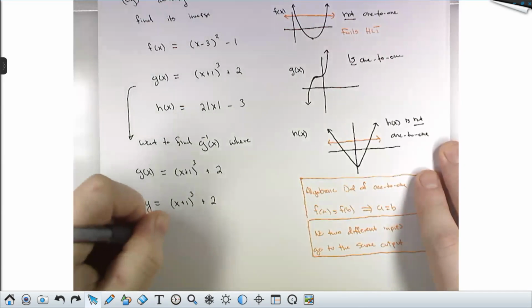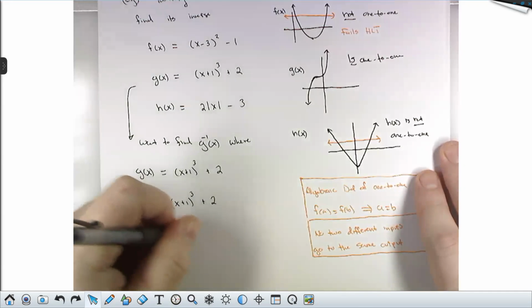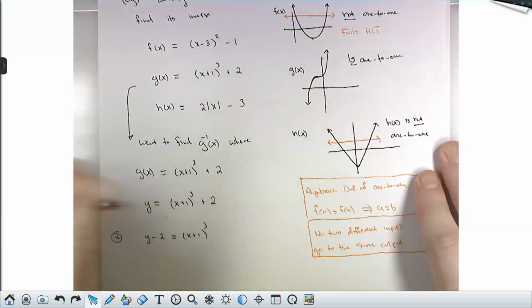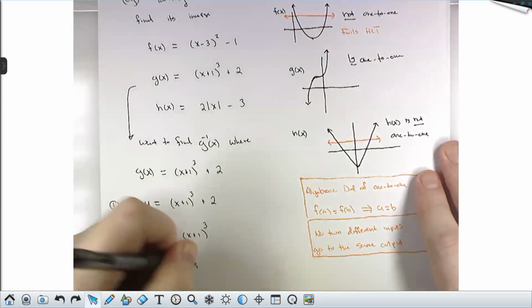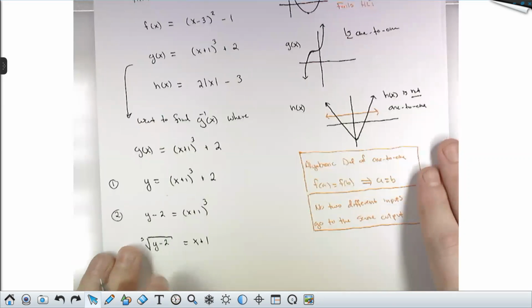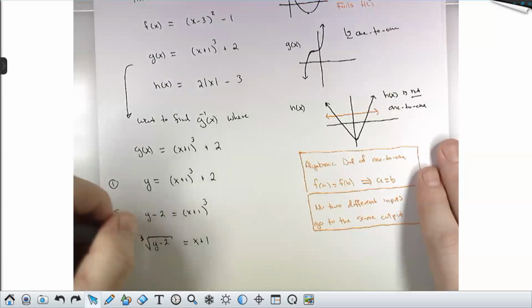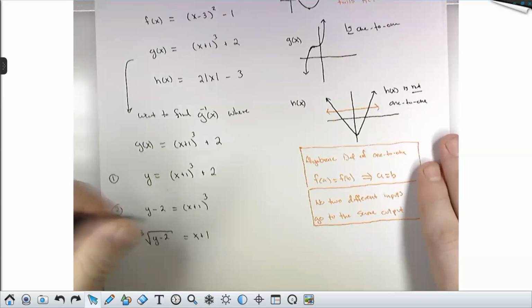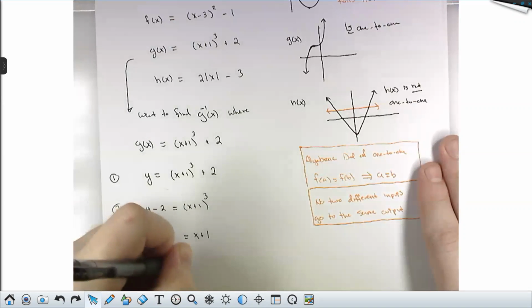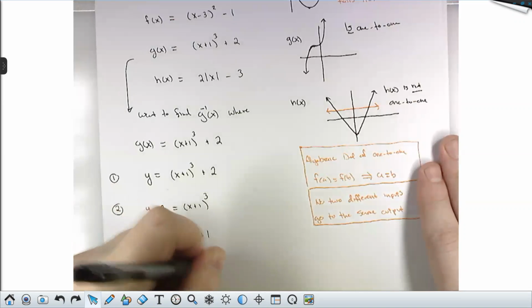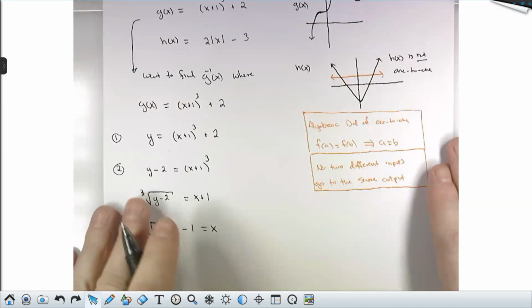So I begin by subtracting 2 from both sides. Then I would take cube roots on both sides. This is a cube root, if you can't see that. And then I would subtract 1 from both sides. So I'd have a cube root of y minus 2, minus 1 equals x. Now step 2 in finding the inverse is to solve for x.